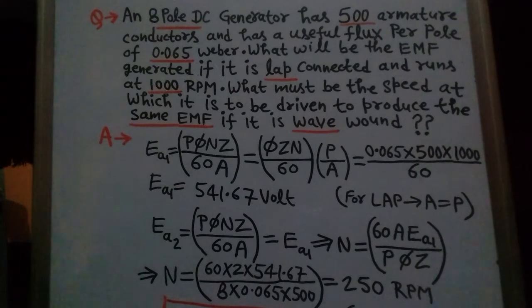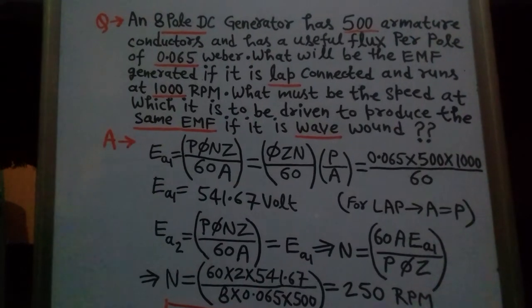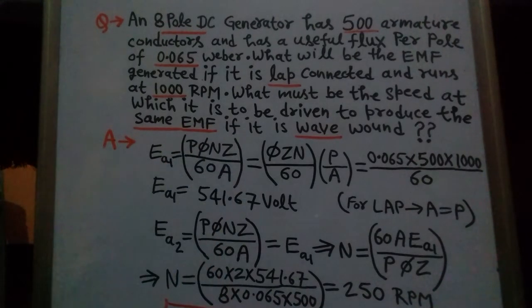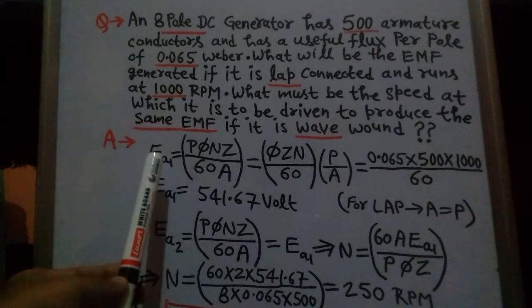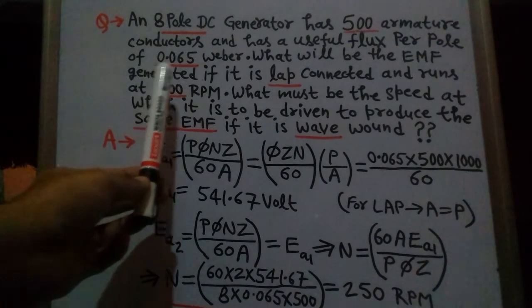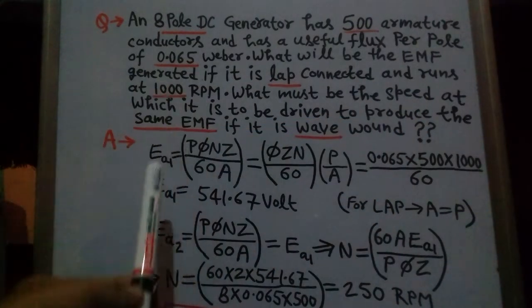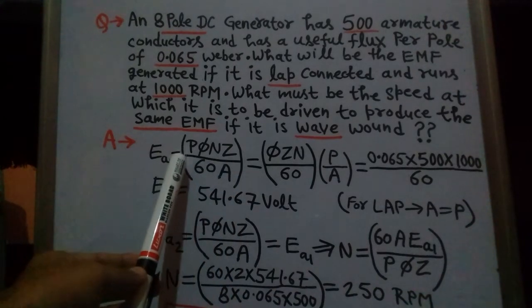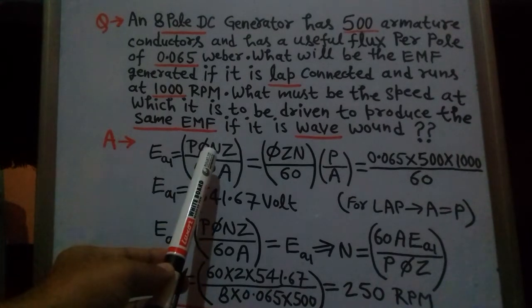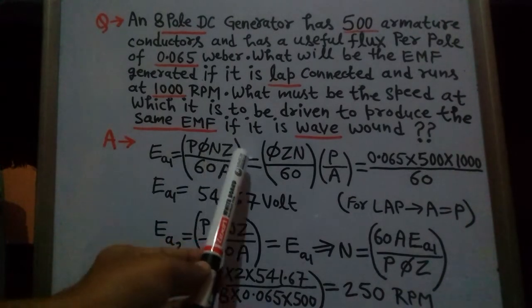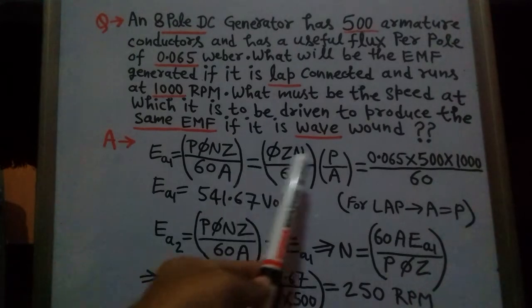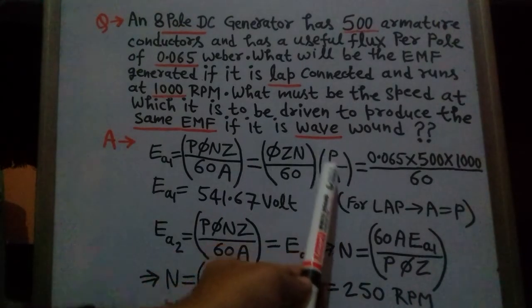So how to solve this kind of numerical? See, we have derived the armature induced EMF expression, that is EA is equal to P phi NZ by 60A, right? For the first case, let us calculate the induced EMF in the armature. So EA1 is equal to P phi NZ by 60A. P is the number of poles of the machine, phi is the flux per pole, N is the rotational speed in revolutions per minute, Z is the total number of armature conductors, and A is the total number of parallel paths. So rearrange the terms like this: phi Zn by 60 into P by A, right?